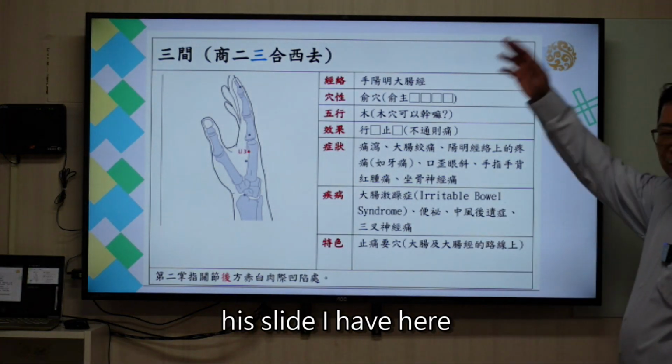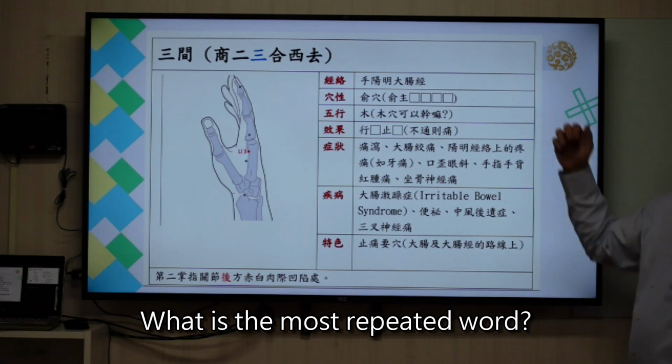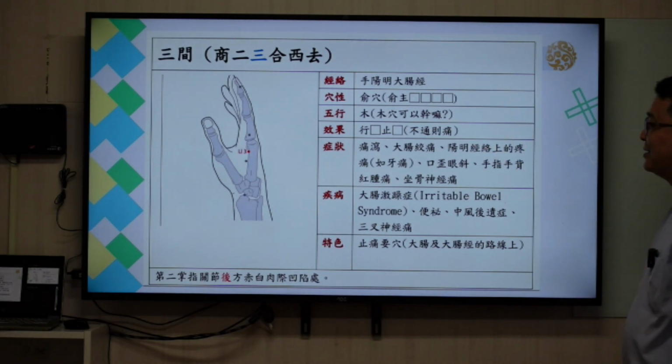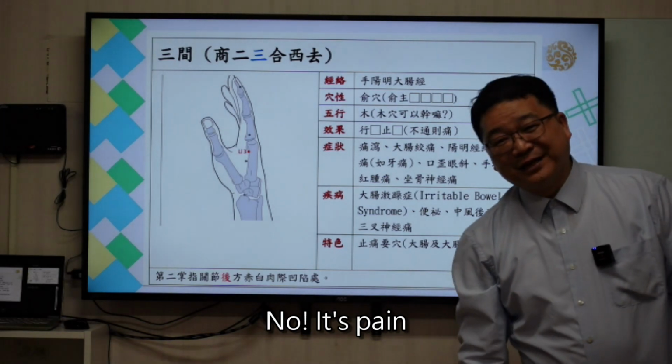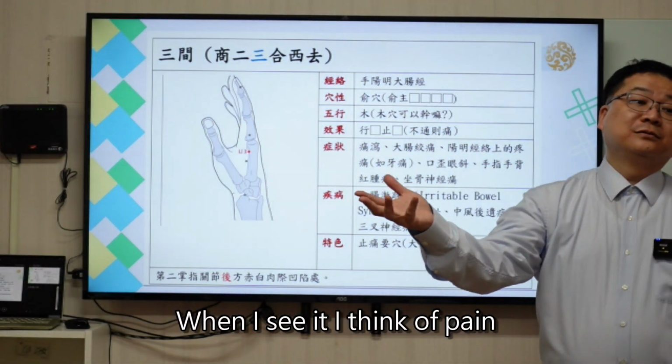So you see, the slide I have here. What is the most repeated word? Don't say it, it's squares. There are 6 squares. No, it's pain. When I see it, I think of pain.